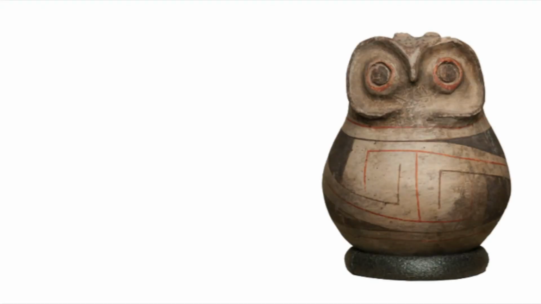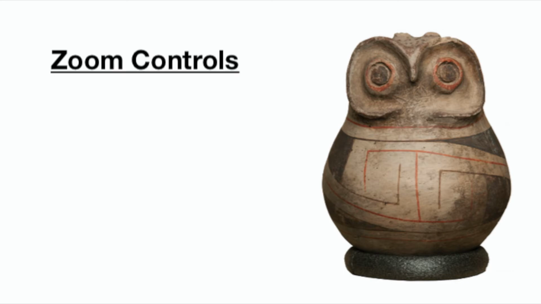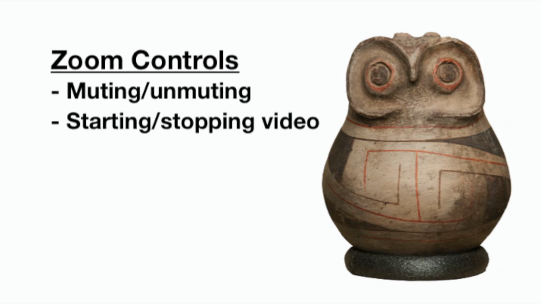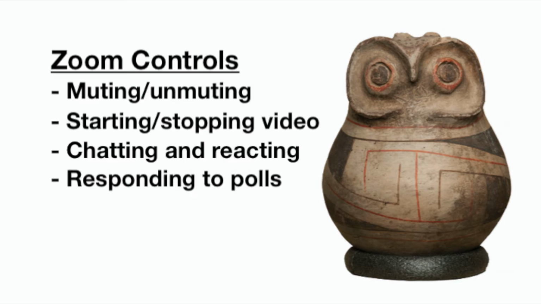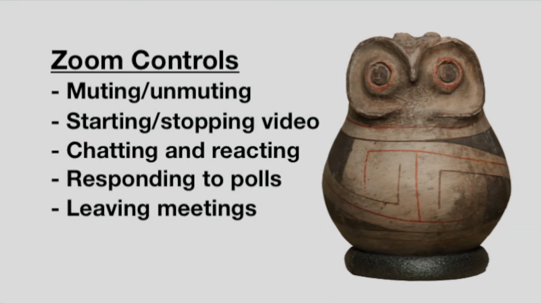Now that we've covered how to set up Zoom on your personal device, let's review the 5 controls most commonly used during Zoom programs. As a participant, you may be asked to mute or unmute your audio, to start or stop displaying video of yourself, or to chat about or react to parts of the program. You may also be asked to respond to polls sent by the host, and you may need to leave the program before it has ended.